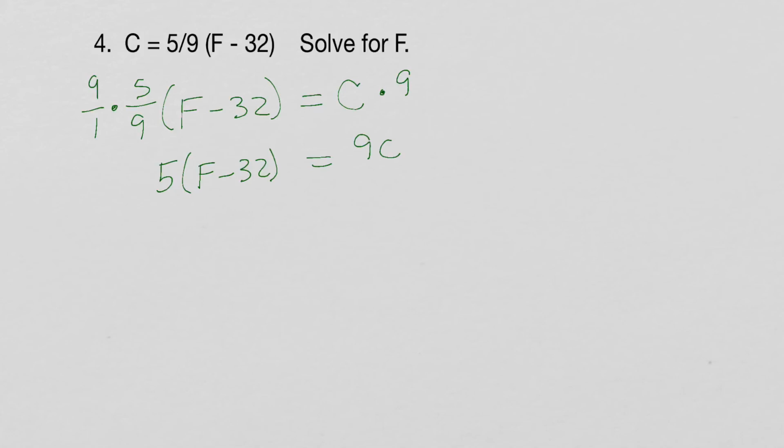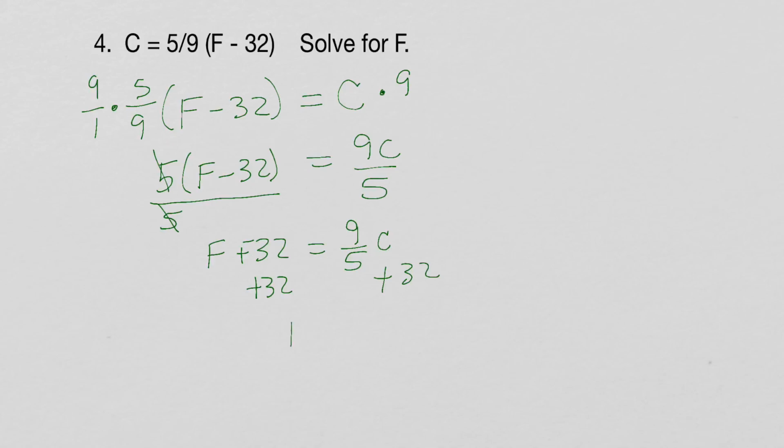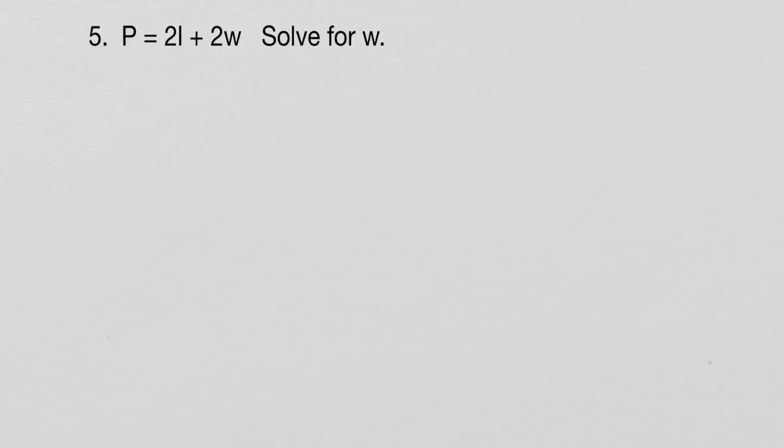What math operation is the 5 doing? It's multiplying, so opposite of multiplying, dividing. We're going to divide both sides by 5. That cancels that out. So now I have f minus 32 is equal to 9/5 c. We add a line, change the sign. We're going to zero pair out the 32. And we have f is equal to 9/5 c plus 32.